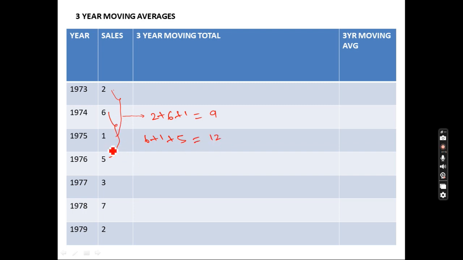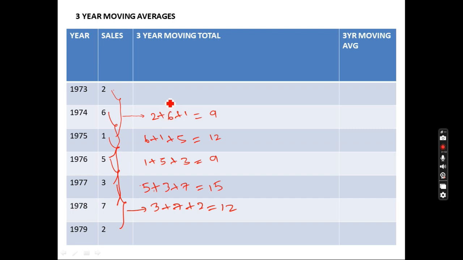Next, leave one and add the next three numbers. So one number you leave and take the next numbers now: 1 plus 5 plus 3. So this will be 9. Next, leave one number and add the next three numbers: 5 plus 3 plus 7. So this will be 15. Next three numbers we have to add and write it here. So here you will get 3 plus 7 plus 2. So this will be 12.